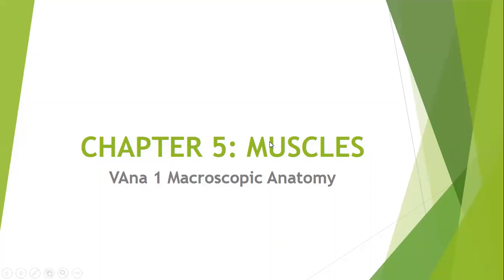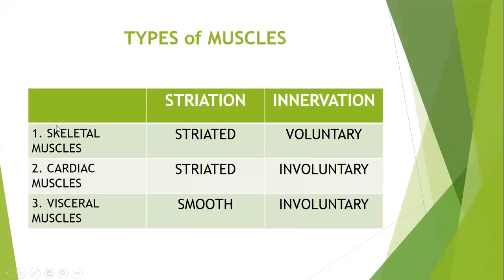Okay, so we are now in the muscles, and this is the last topic for your period 1. Now, there are actually 3 types of muscles found in an animal's body, and we group the muscles according to their striation and according to their innervation. So when you say skeletal muscles, these are the muscles that are attached to the bones. They are striated and their innervation is voluntary. Meaning the movement of these skeletal muscles is consciously controlled by the animal.